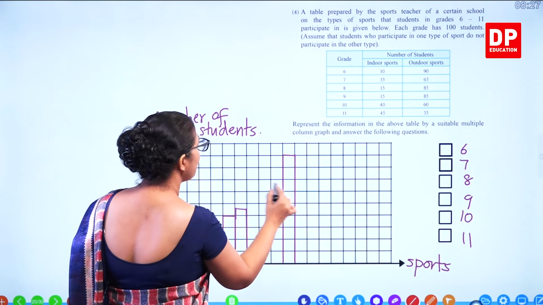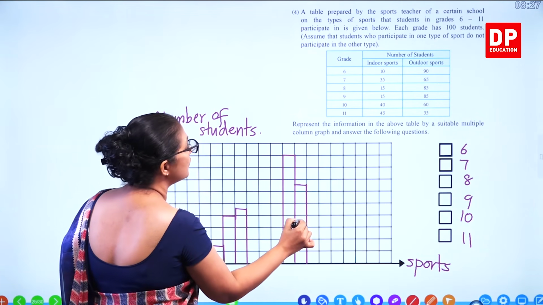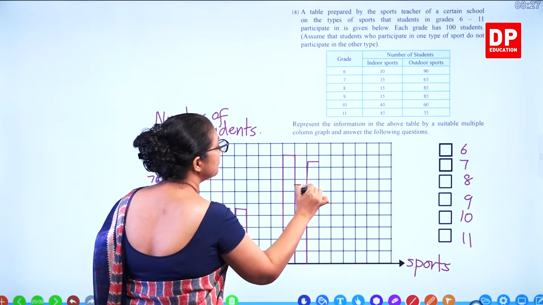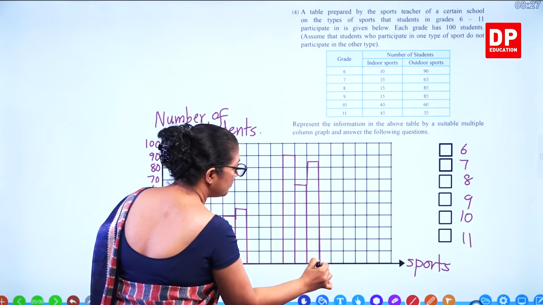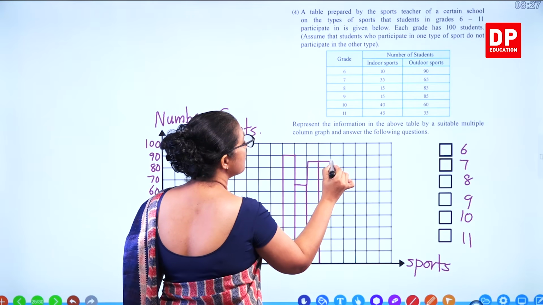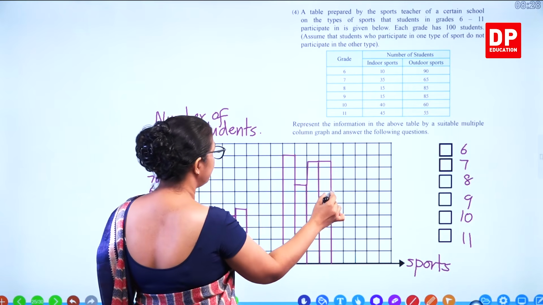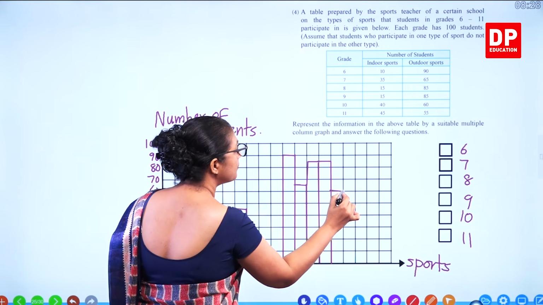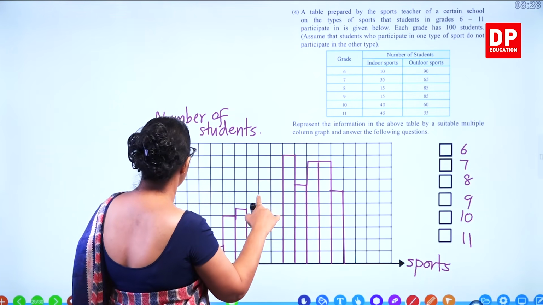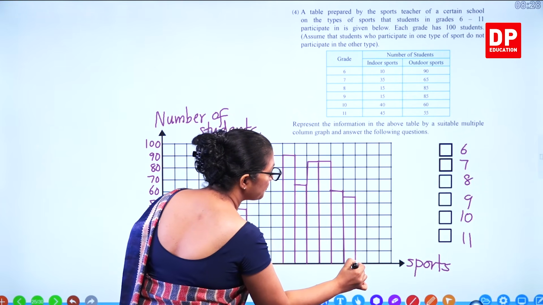65. 85. 85 is here. 85 again. 60. 55. 50. So this is 55.